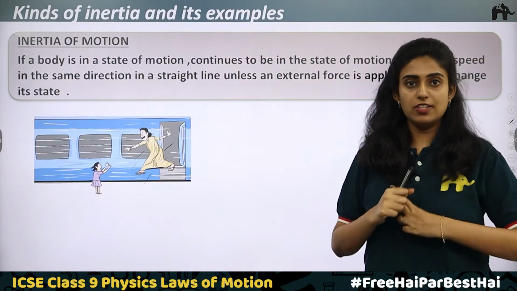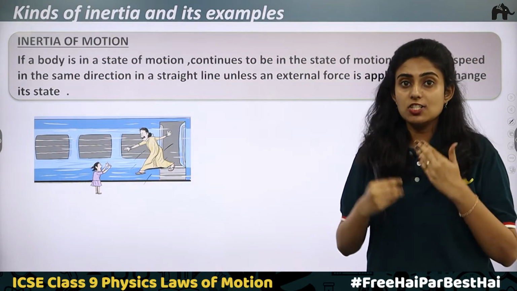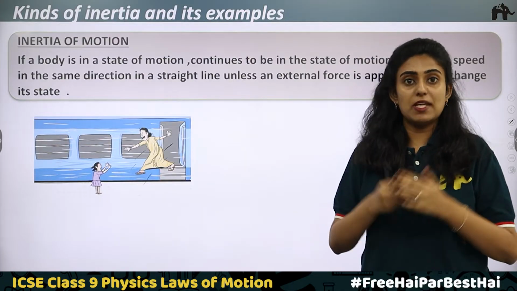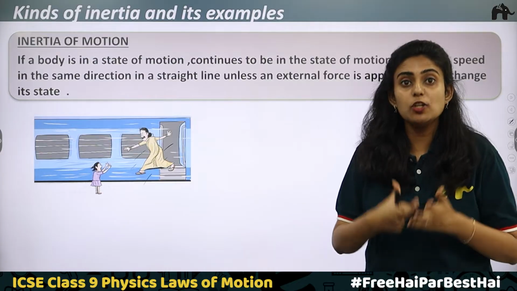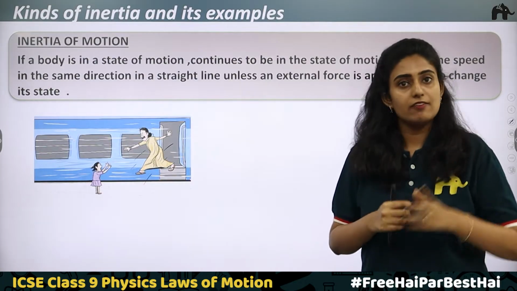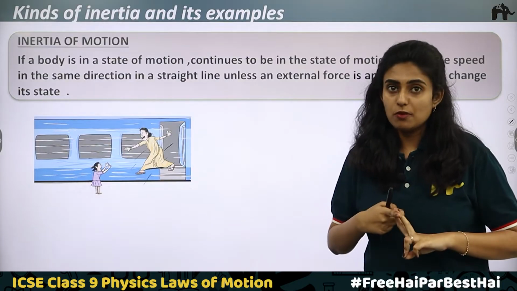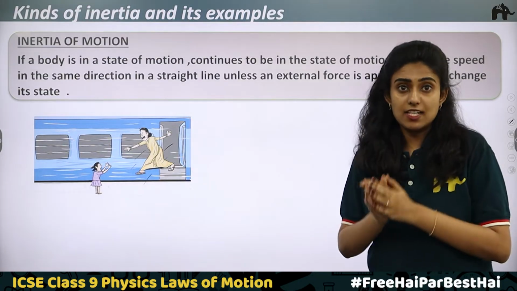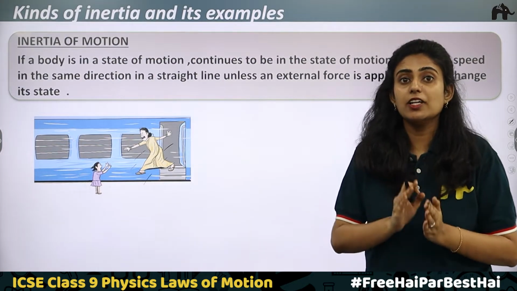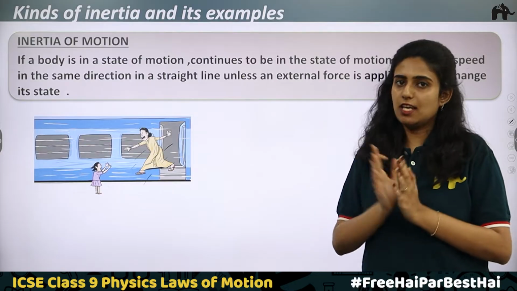Now, the second kind of inertia is inertia of motion. What is inertia of motion? If inertia of rest is the tendency of a body to remain in a state of rest, then inertia of motion will be the tendency of a body to remain in a state of motion. We have studied Newton's first law. A body can remain in a state of rest or uniform motion unless an external force is applied on it. Unless this external force is applied, the body will continue at its same speed. It will move in the same direction along the same straight line.